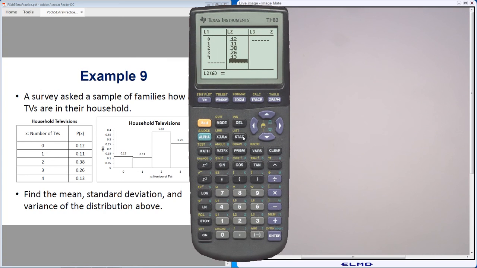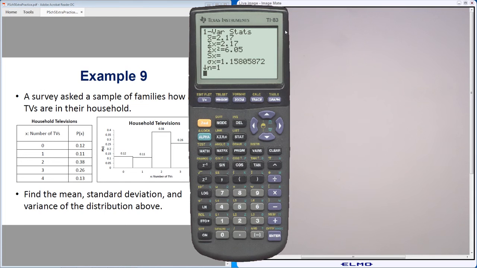Once they're all in, go back to Stat, Calc, 1-Var Stats. Be sure to tell your calculator you're using list 1 and list 2. If you have a TI-83, you do L1, L2. If you have a TI-84 Plus, list is L1, frequency list is L2. And when I hit enter, now I've got my answers.